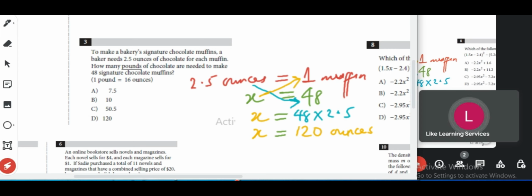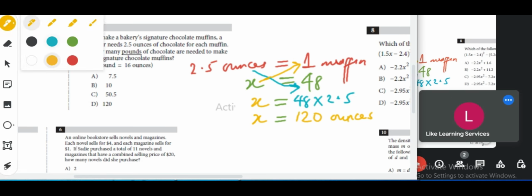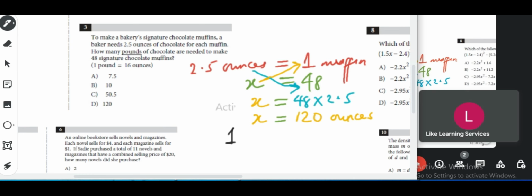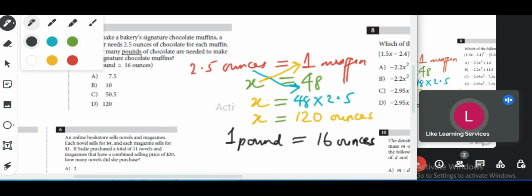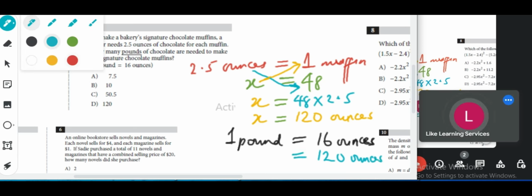Yes. And we are told that 16 ounces is 1 pound. 1 pound is equal to 16 ounces. So now we have 120 ounces. 120 ounces will now be how many pounds? You can call that y. Let's see if it will give us 7.5.